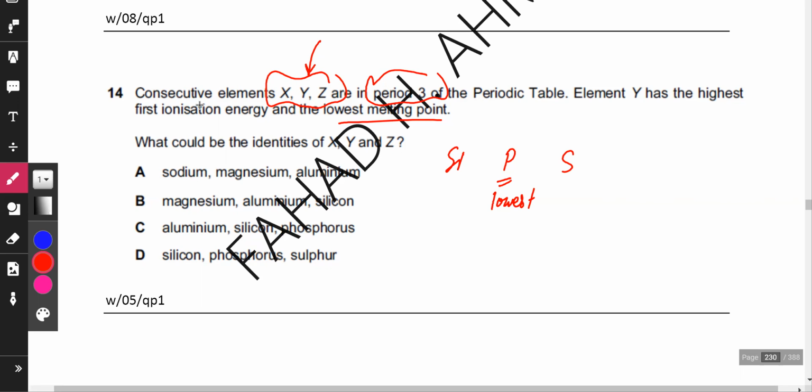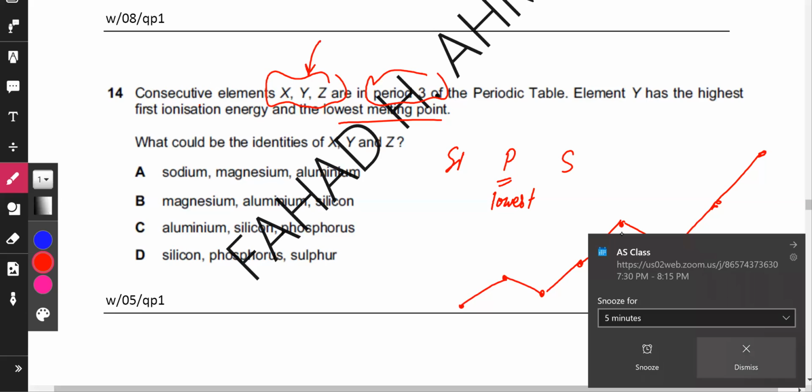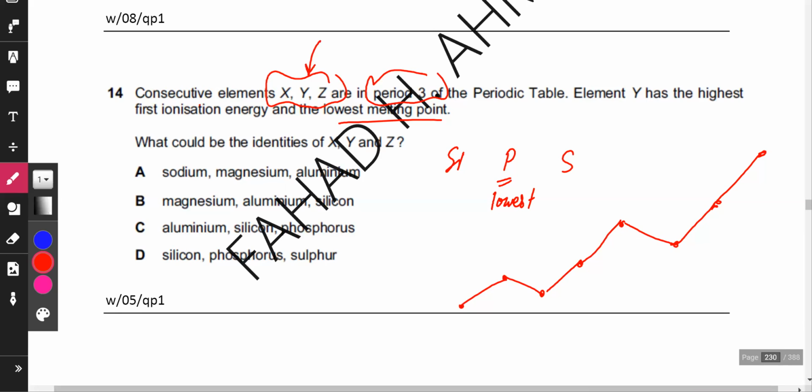He's also talking about ionization energy, that the middle one has the highest ionization energy. We can have a look at the ionization energy table. How do ionization energies behave across the period? They rise. There's a dip at group 3, then 4 and 5 rise again. Then there's a dip, and then 7 and 8. So phosphorus is over here. Silicon and sulfur would be over here. So the middle one had the highest ionization energy and the lowest melting point. So it's going to be this one.